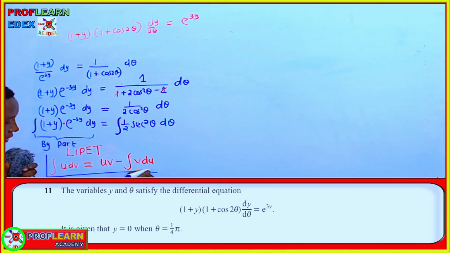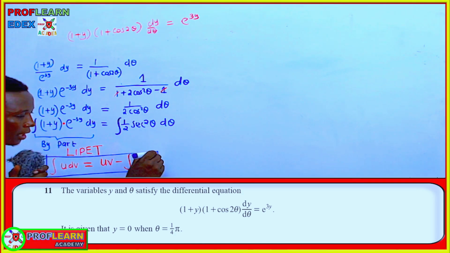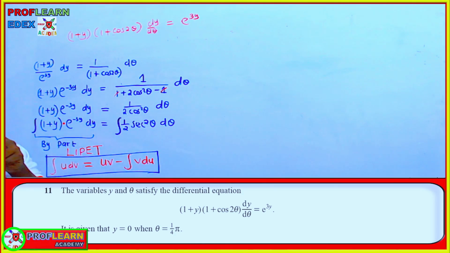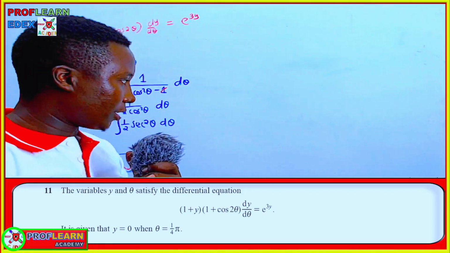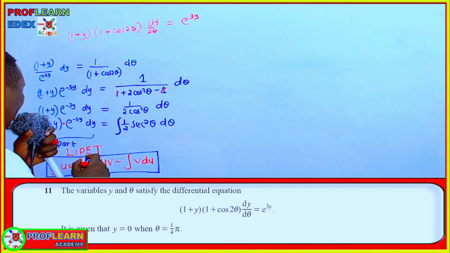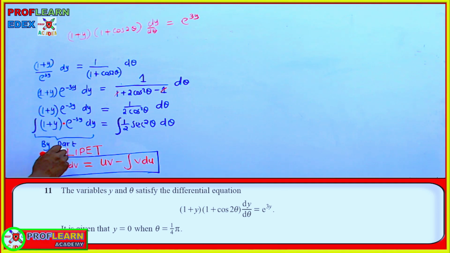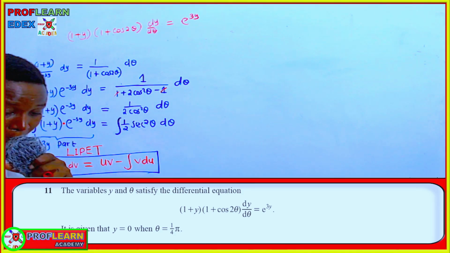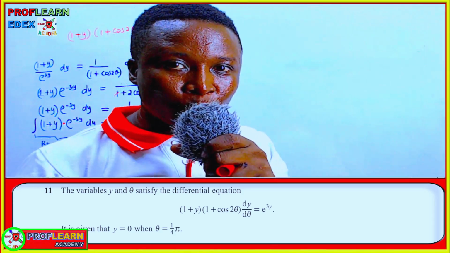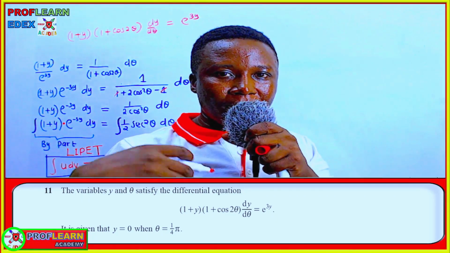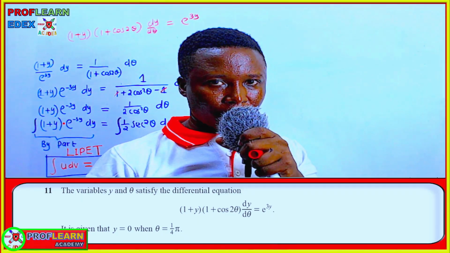So which means that we need to know what our u is, and also we need to know what our value of v is. So that's why I said we are going to use LIPET. LIPET means natural logs, inverse trigonometric function, and so on. LIPET enables you to pick wisely the value of u.